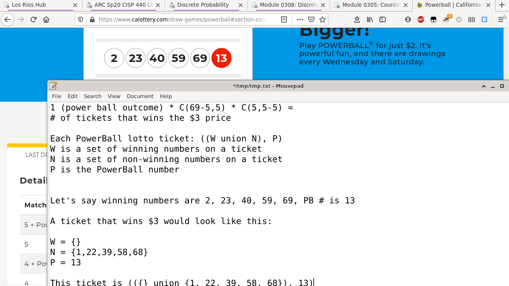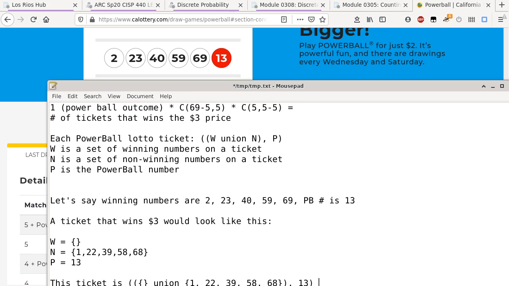Is that okay? Does everybody understand why I'm representing a ticket in a very weird way? Because I'm separating the winning numbers of that ticket from the non-winning numbers, and I'm clearly indicating the Powerball number has nothing to do with the winning numbers or the non-winning numbers. Is that format okay? Yeah, the way this is visualized makes it much easier to understand. Thank you. Okay, absolutely, yeah.